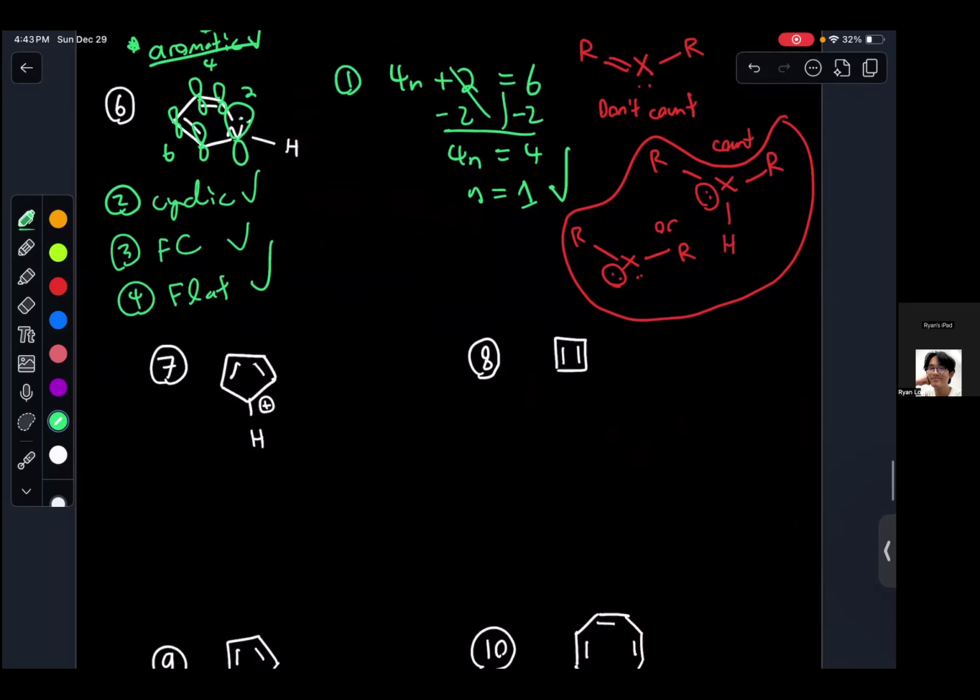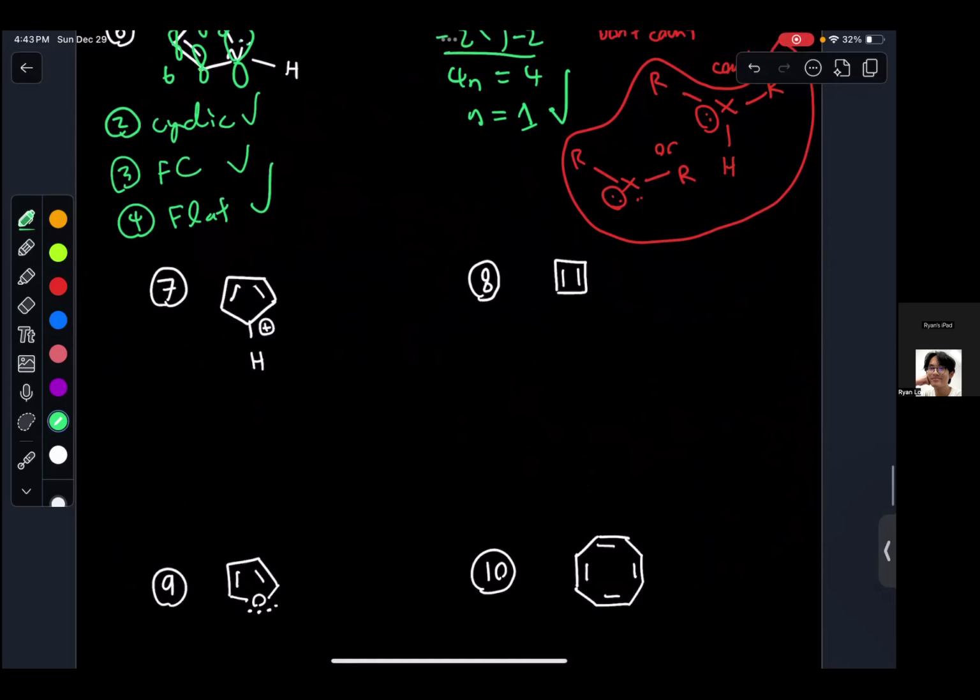Let's move on to some more examples over here. Let's figure this out. This is an example we used earlier. We can just quickly do this again. Is it 4n plus 2? 2, 4. Oh, actually, no, it's 4n. 4, n equals 1. So this is possibly anti-aromatic.